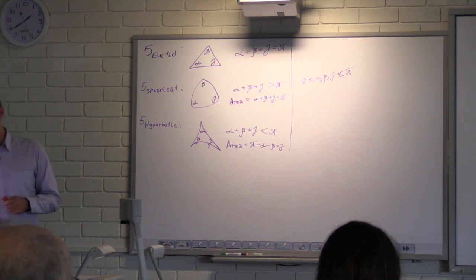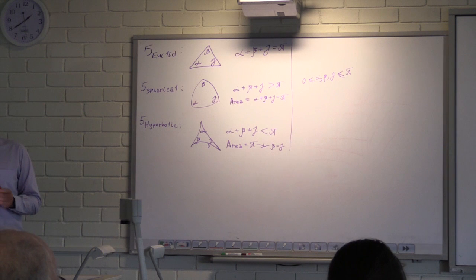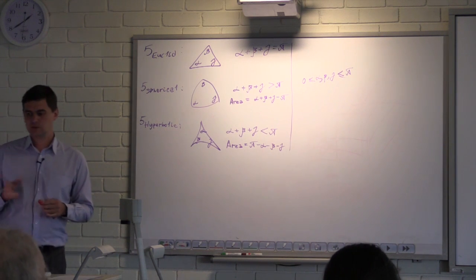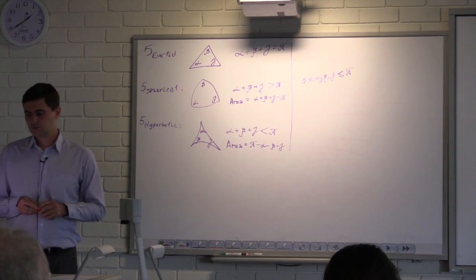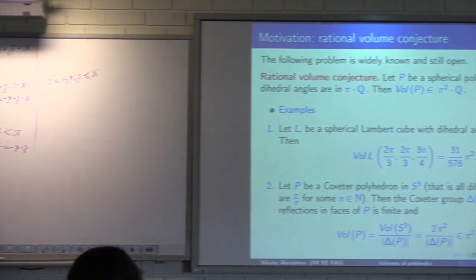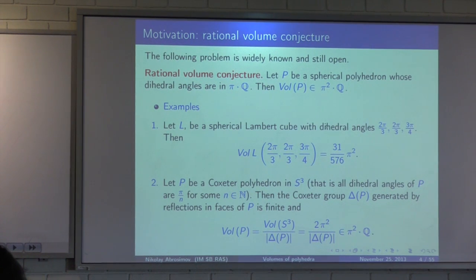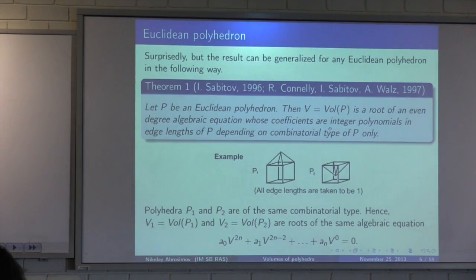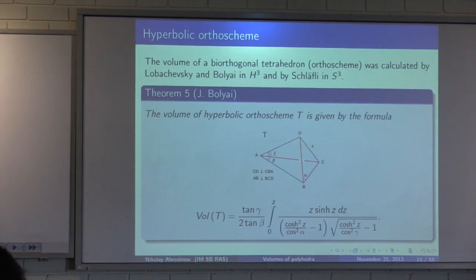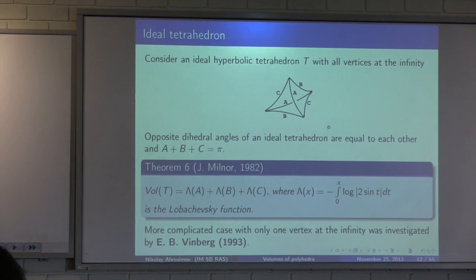And in the spherical case, we also need to know the exact formulas, and one of the reasons is the rational volume conjecture. So now let me switch to the main example, which I want to present. In Euclidean space, we know almost everything about the volumes of polyhedra. In the spherical and hyperbolic cases, the situation is much more complicated.